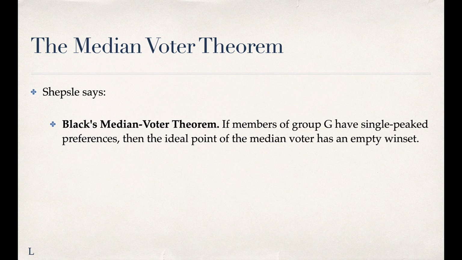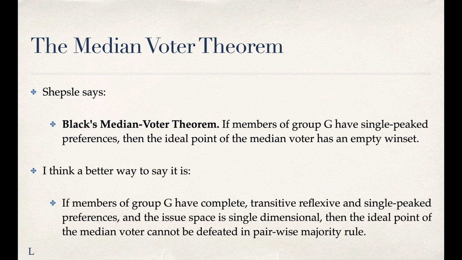I think a better way to say it is this. If members of a group G have complete, transitive, reflexive, and single-peaked preferences, okay, complete, transitive, reflexive, should be a comma there, sorry. Those are just our assumptions of rationality. So if they're rational by our definition, single-peaked, we need, right? Single-peaked preferences, we need that to get this median voter theorem.